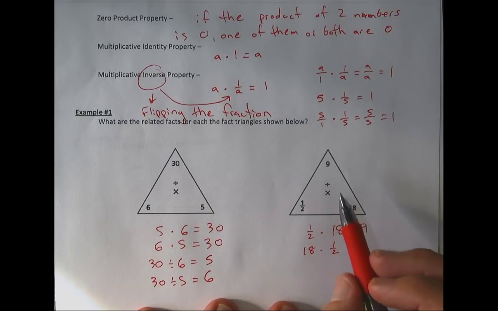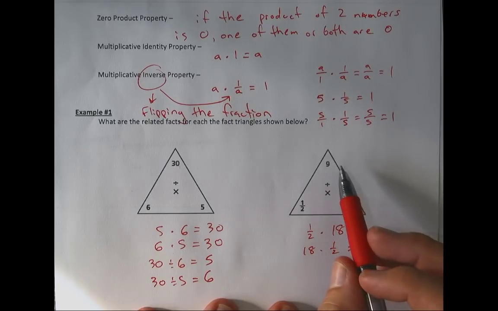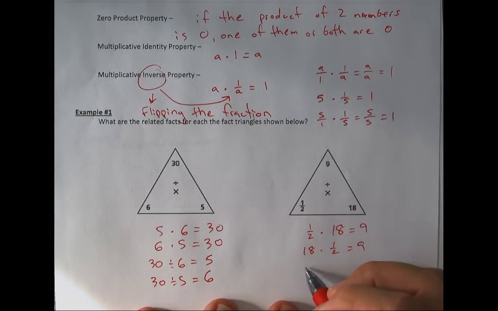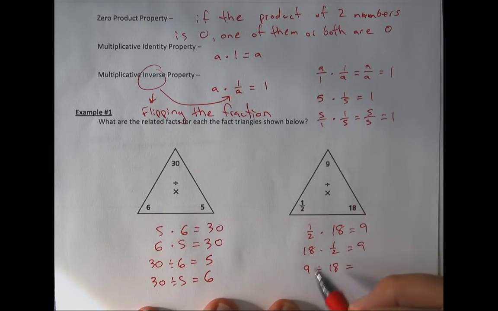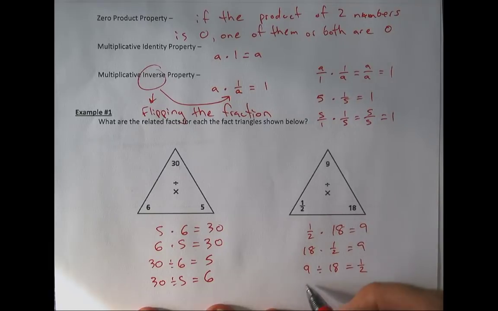But let's go the other direction. 9 divided by 18 equals, and at first you might say 2. Well, that's 18 divided by 9. We're doing 9 divided by 18. A small number divided by a big number gets you a fraction. It's 1/2. And then 9 divided by 1/2 equals 18.